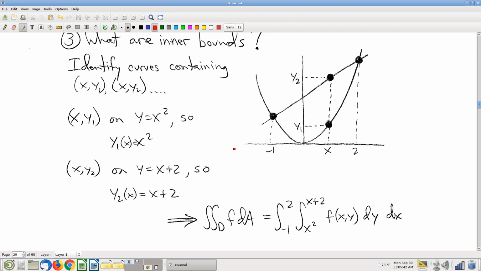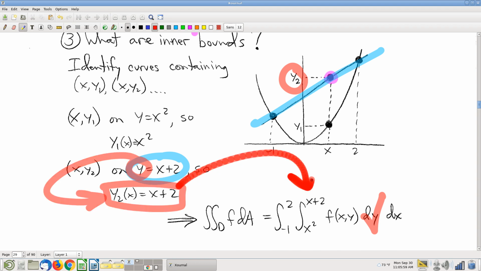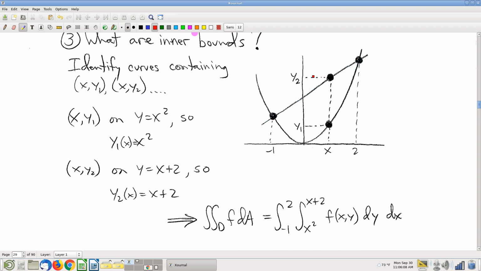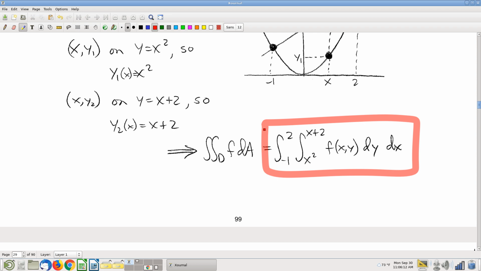The upper bound. The upper bound for y. Well, it's determined by that point. That point is on that curve, which has that equation. Looking for a y bound. So we solve for y in this equation, and I get that. Same process. Okay. And now you've got a double integral, and off you go.